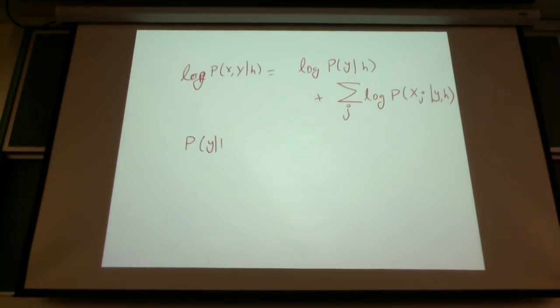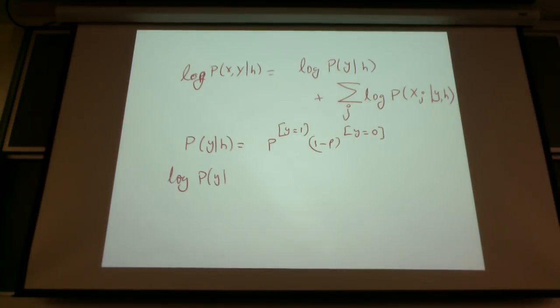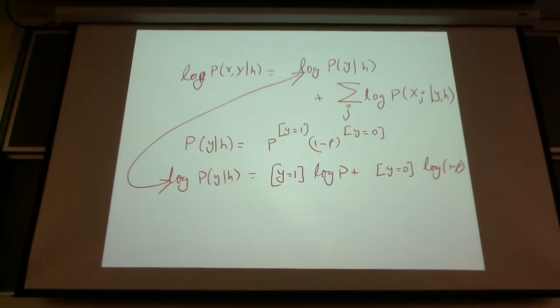P of y given h, based on what we just saw, is p to the power of the indicator y equals 1, times 1 minus p to the power of the indicator for y equals 0. So the log of this becomes the indicator for y equals 1 times log p, plus the indicator for y equals 0 times log of 1 minus p. And this is why we are multiplying instead of adding, because when we multiply and we have a log anyway, you take a log and multiplications become sums. So this is exactly the same as this.